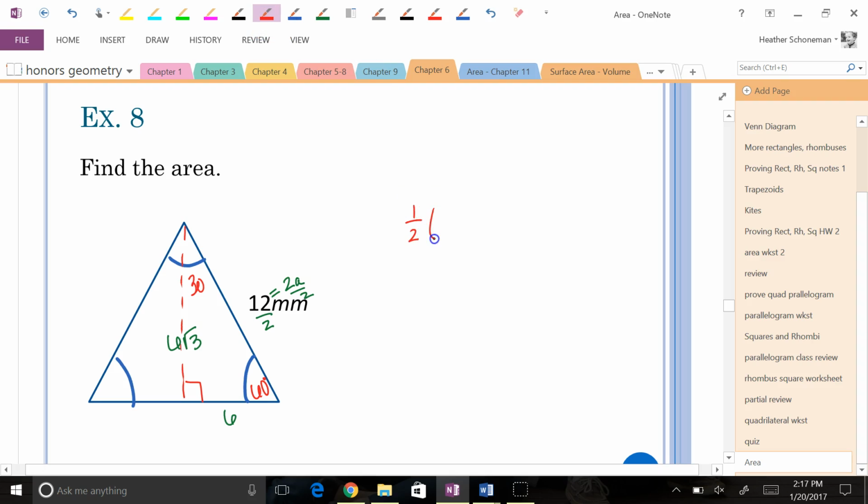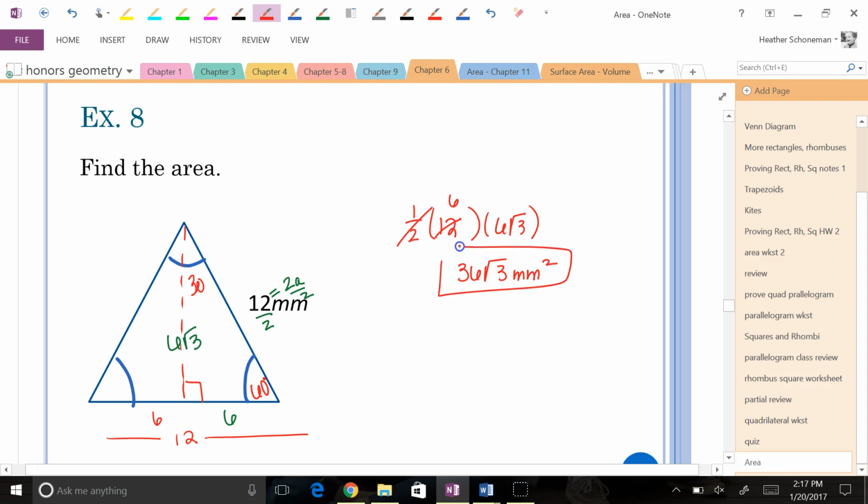Now, when we plug it into our formula, we have 1/2 the base times the height. The base, well, remember the base is the whole thing, and the right is 6, so the left is 6, so the whole base is 12. The height is 6 square root 3. Half of 12 is 6. 6 times 6 would give you 36 square root 3 millimeters squared for your area.